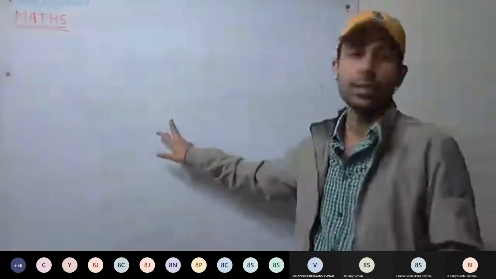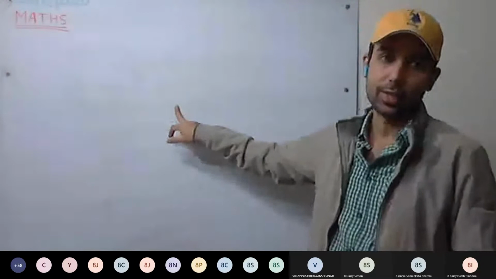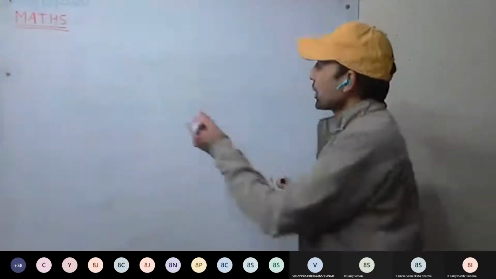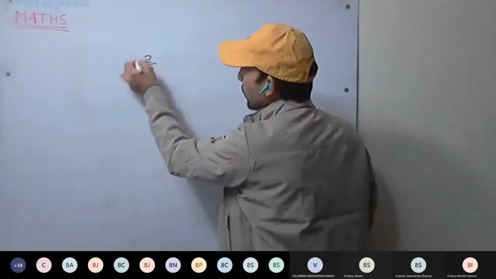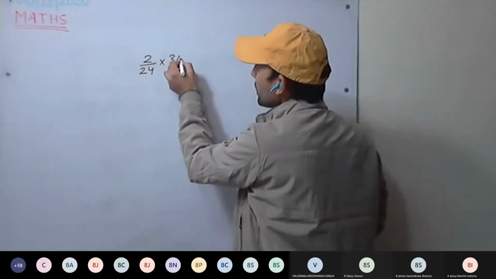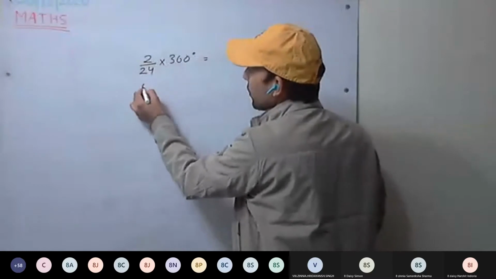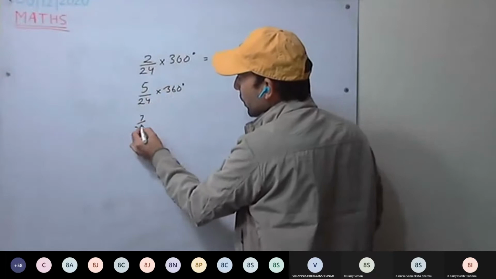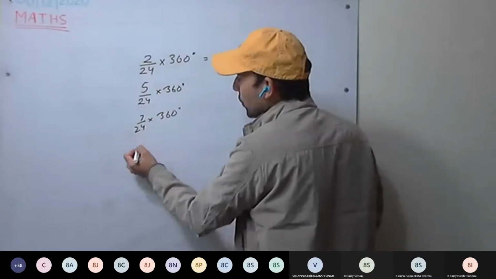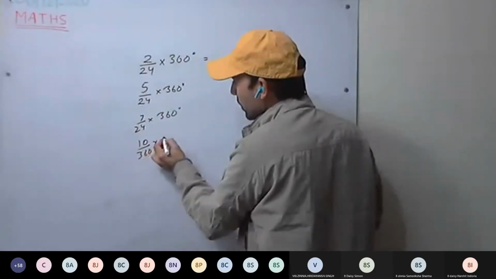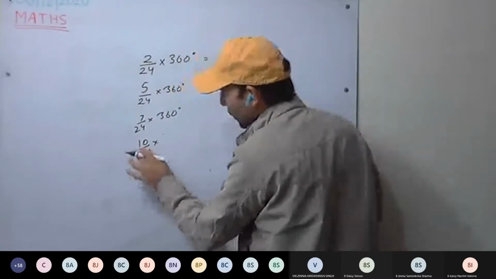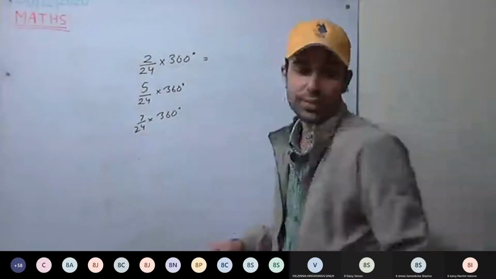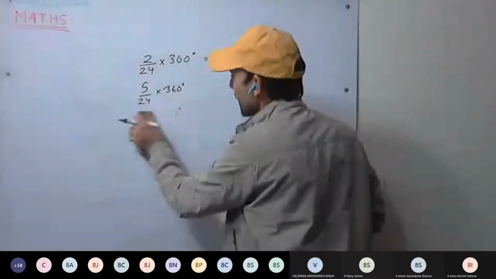You can as well do as Harshit has done. That one is also correct. The total sum of the ratios is 24. So the first angle will be 2 upon 24 into 360 degrees. Similarly, 5 upon 24 into 360 degrees for the second angle, 7 upon 24 into 360 degrees for the third angle, and 10 upon 24 into 360, that will be 150 degrees. That way as well we can do.